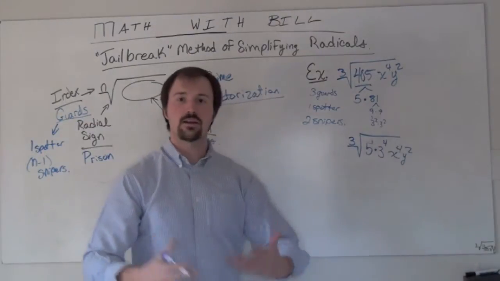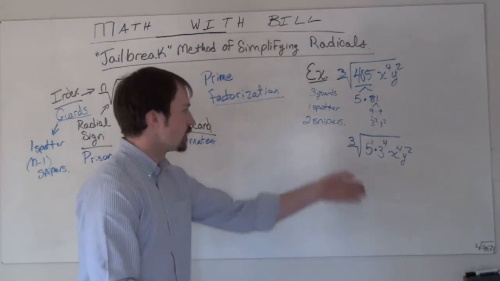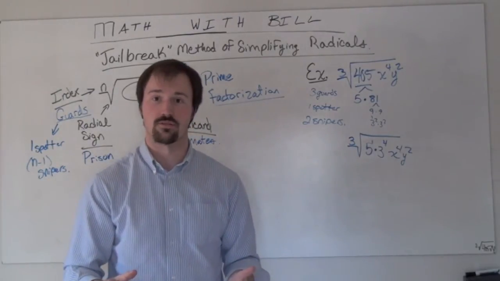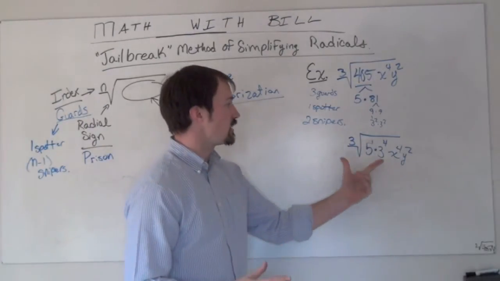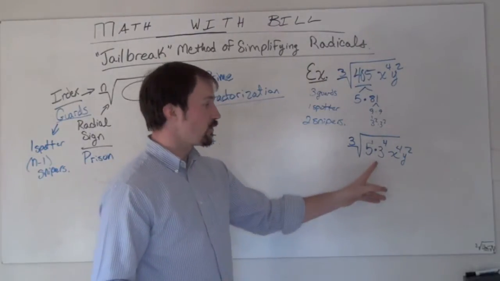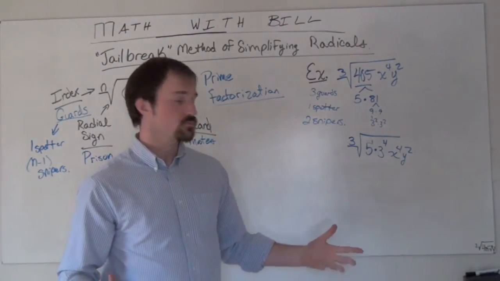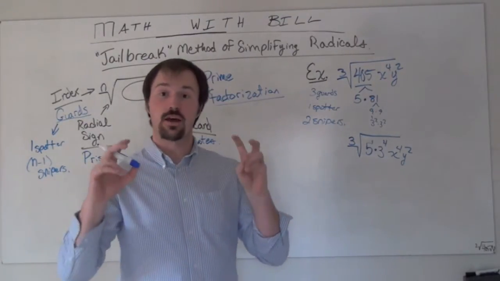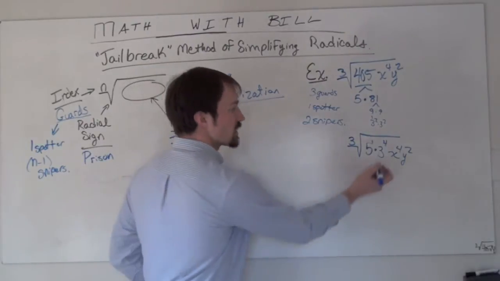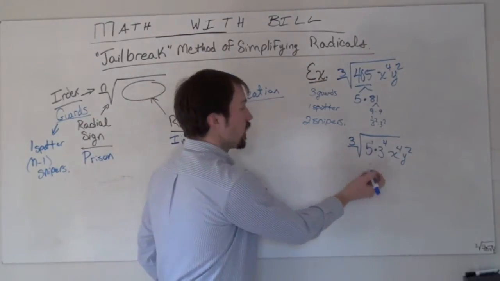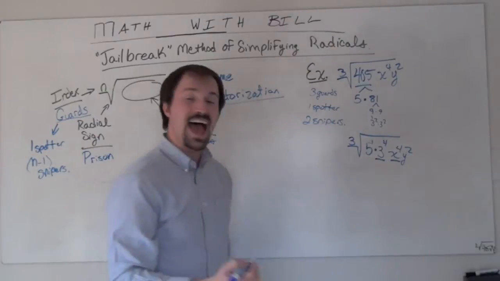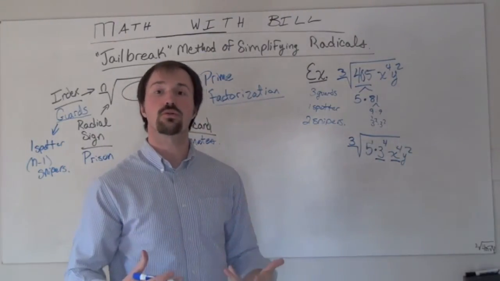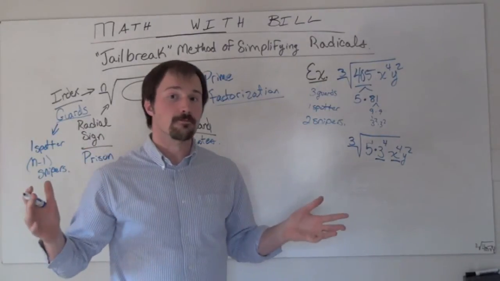Now, here we are in a prison with 3 guards. We've got 5s, 3s, x's, and y's. Here's the jailbreak portion of this. Once we get to this piece, any group of inmates, any term, be it a number or a variable, that has a larger exponent than the index, like both 3 and x do, because it's 3 to the 4th and x to the 4th, since those are more than 3, they're going to make a jailbreak. Okay?